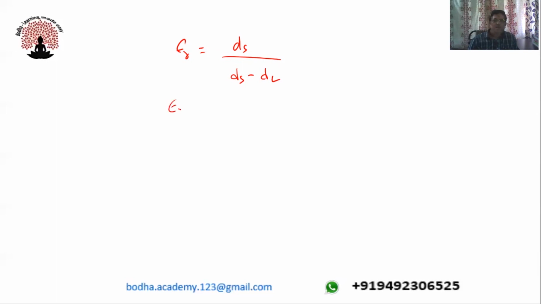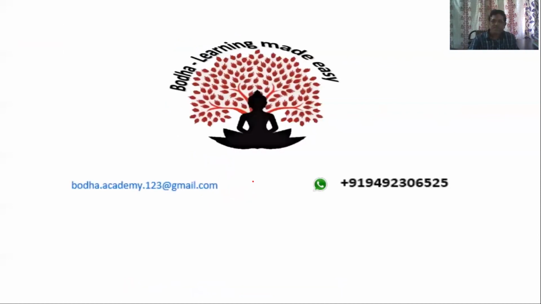Now substitute the values given in the problem. Density of solid is given as 1600 kg per cubic meter. Density of liquid is given as 400 kg per cubic meter. So on simplification we get 4 by 3, or it is equal to 1.33. So this is the relative permittivity or dielectric constant of the liquid. Hope the concepts are clear to you.